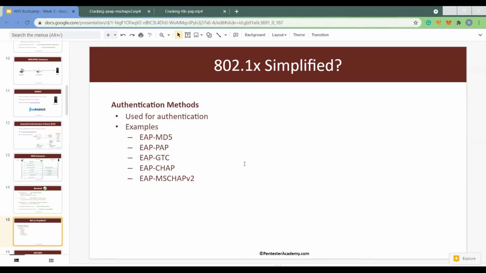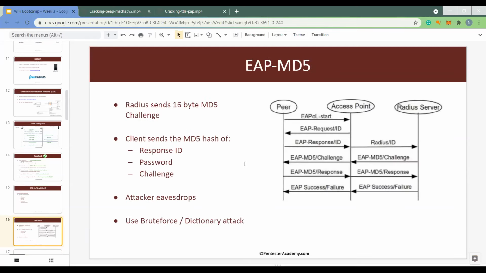Don't worry if you are not able to see what it is, or where we are going. Once we take an example, it will be very clear to you. We are going to talk about a very simple way of authenticating the other party, and that is by using EAP MD5. From the name itself, you can tell that it is going to use MD5.